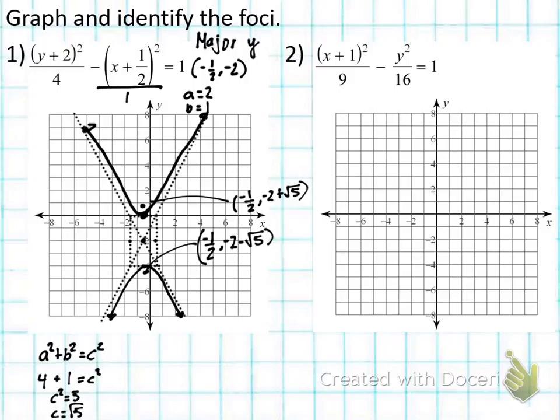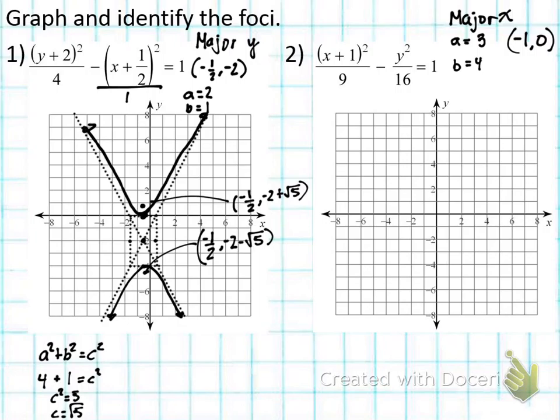Number 2. Number 2, I know it's a major x because it starts with a positive (x plus 1) squared, right? And we know that a is equal to 3 because a squared is equal to 9. And we know that b squared is equal to 16, so b is equal to 4. Okay? So since that's the case, we need to figure out our center. Our center is going to be at negative 1, 0.